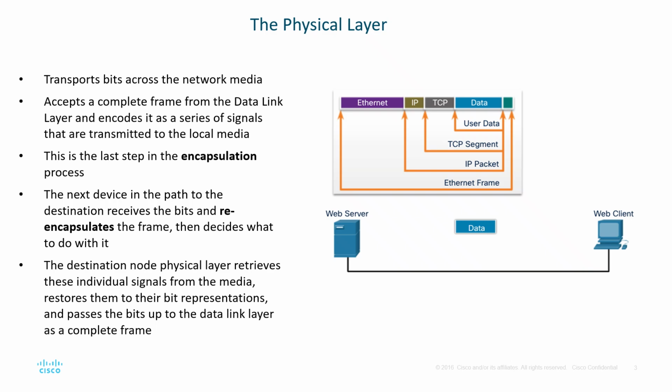Now, the destination node physical layer retrieves these individual signals from the media, restores them to their bit representations, and then passes the bits up to the data link layer as a complete frame.